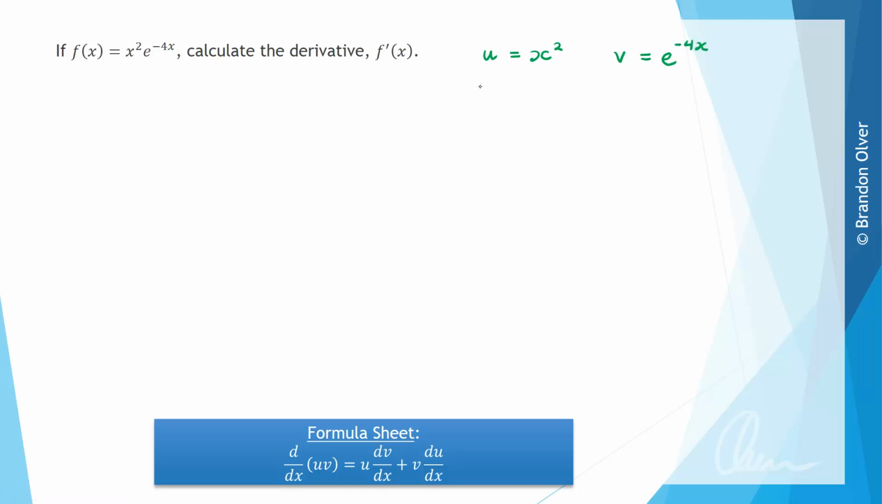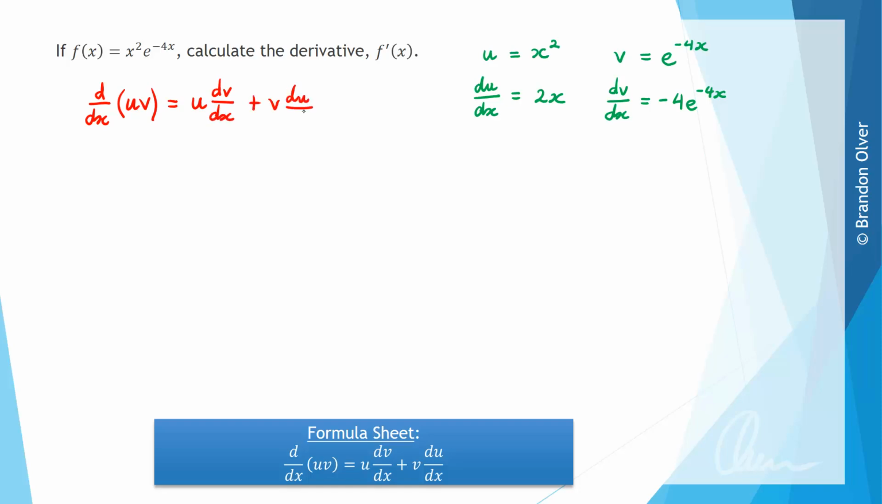Next, we would need to calculate du dx, so the derivative of x squared, which is simply 2x, and dv dx, which is the derivative of e to the power of negative 4x, which becomes negative 4e to the power of negative 4x. And now we're ready to apply the product rule, which says that the derivative d dx of a function u multiplied by v is simply equal to u times dv dx plus v times du dx.